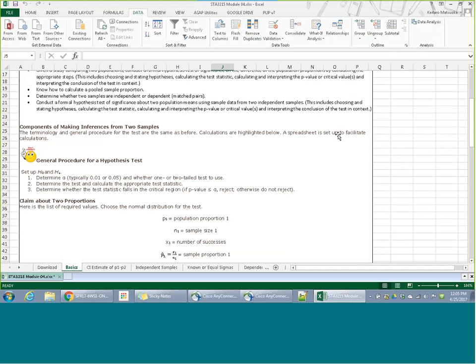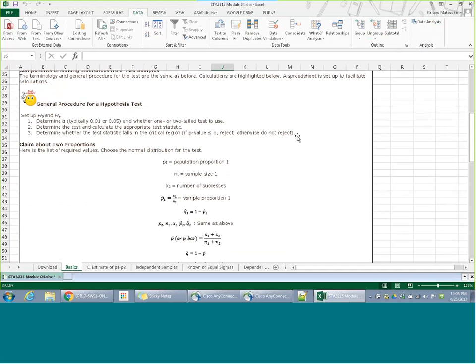All right, so hypothesis testing. The general procedures are the same. The rules are the same. Set up the null hypothesis, the alternative hypothesis, the alpha, calculate the test statistic, T, Z, or chi-squared, and make a decision as to whether you reject the null hypothesis or not.